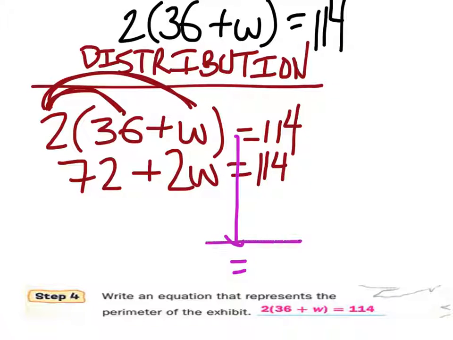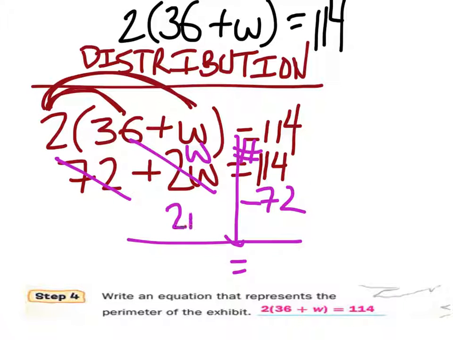Now we can play the switch and stay game. And bring the equal sign down here. I'm going to put the W's on the left and numbers on the right. But it doesn't matter which one I choose. Okay? 72, switch or stay? Switch. -72. 2W, switch or stay? Stay. 2W. 114, switch or stay? Stay. Plus 114. So 2W, there's nothing to add or subtract.